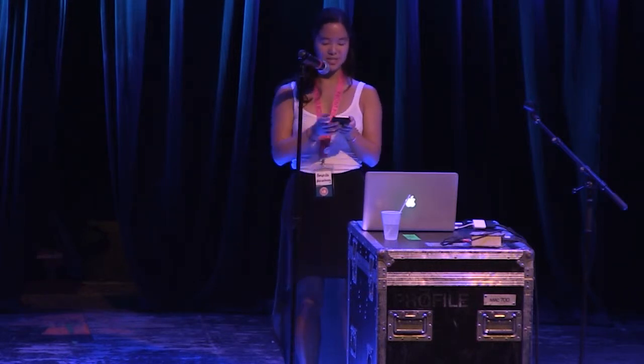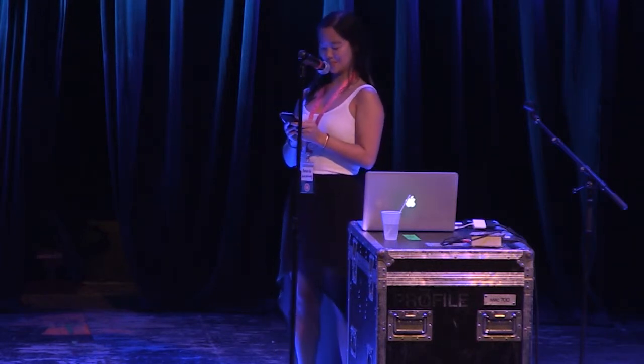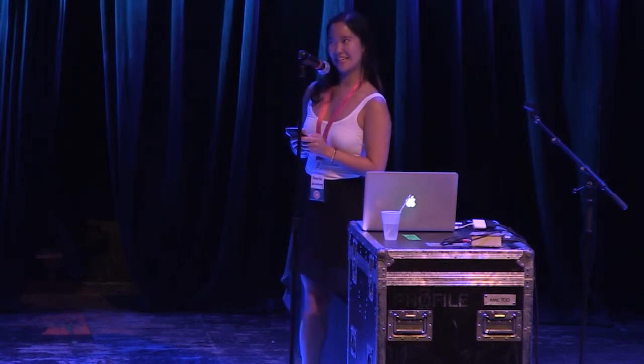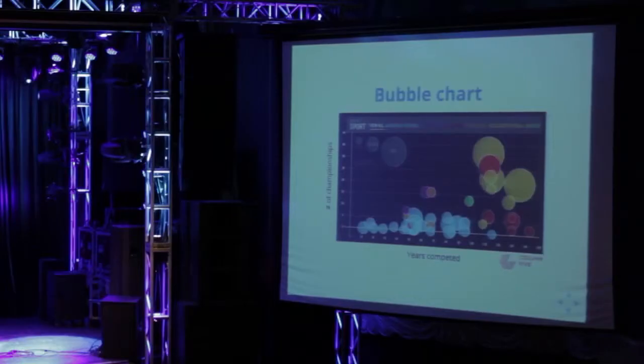When we are creating bubble charts, we should accurately size our bubbles. And here is what I mean. Here we have a bubble chart that shows the relationship between years competed on the x-axis and the number of championships on the y-axis. The third dimension tells us how valuable that franchise is by having bigger bubbles represent more valuable franchises.